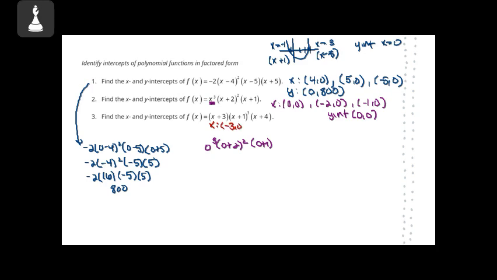And then if I want to find the y-intercept, let's plug in 0. So I got 0 plus 3, 0 plus 1 cubed, and 0 plus 4. So 3 times 1 times 4 is 12. So the y-intercept is 0, 12.